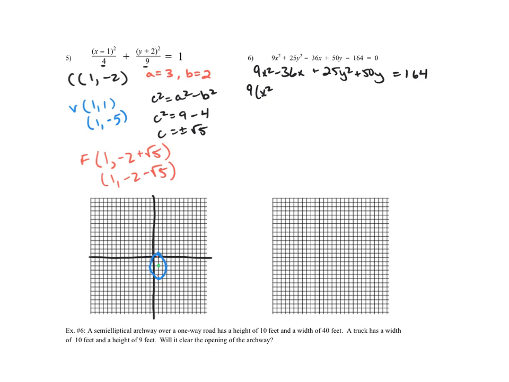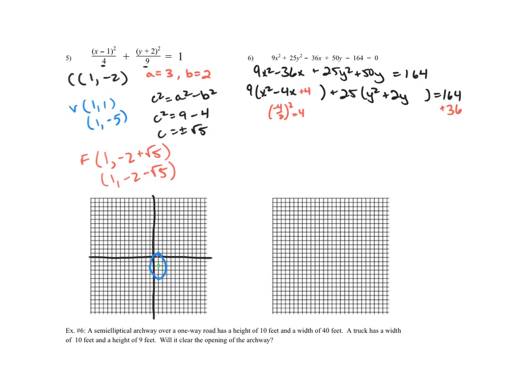So this will be 9 times x squared minus 4x, I'll leave a space, plus 25 times y squared plus 2y equals 164. So to complete the square for the x terms, we would take negative 4 and divide it by 2 and square it, and we get 4. So we want to add 4 on the inside, but since there's a 9 as a coefficient to our parentheses, we're actually adding 36 to the whole equation, because 9 times 4 is 36.